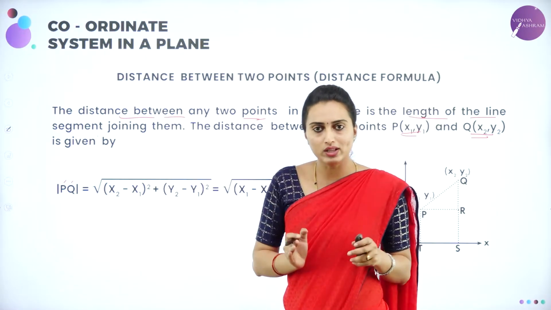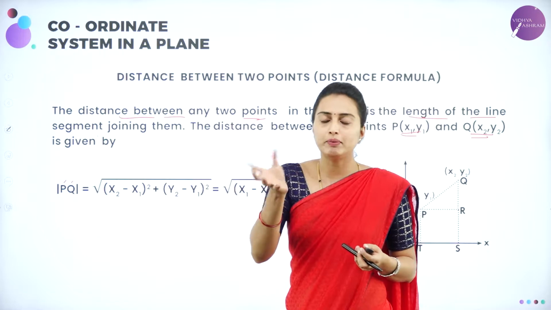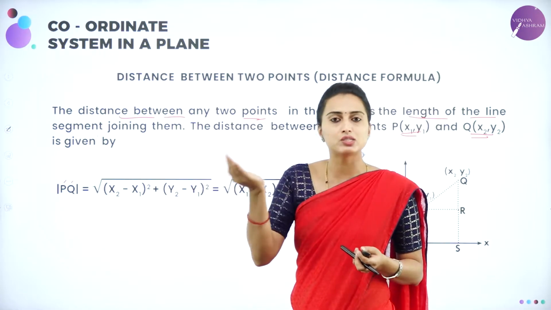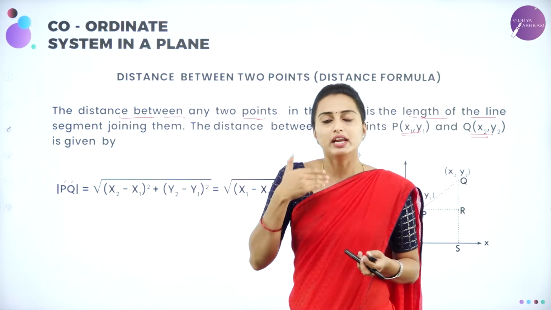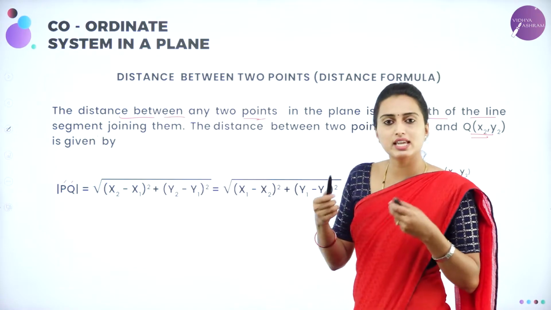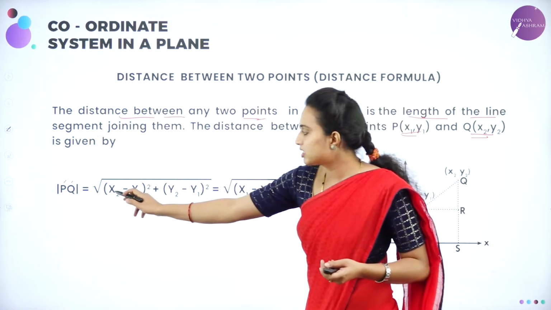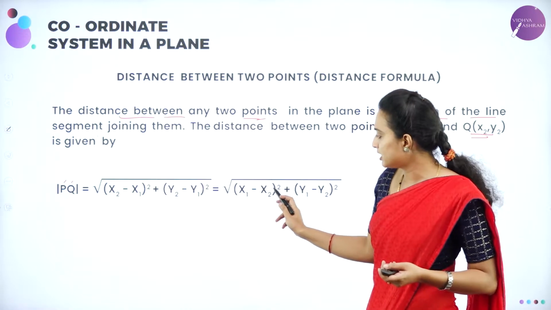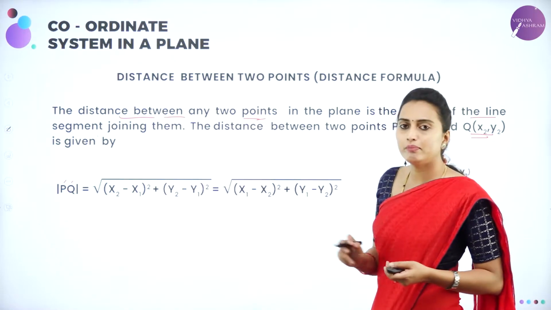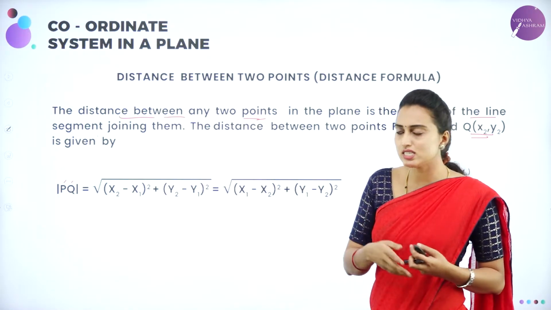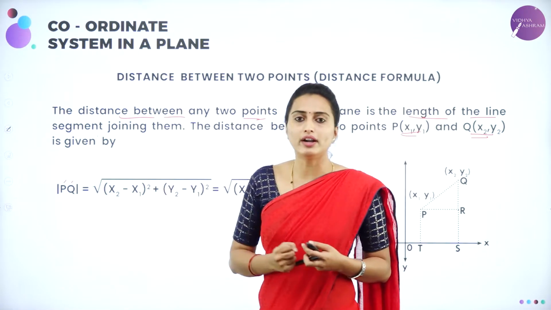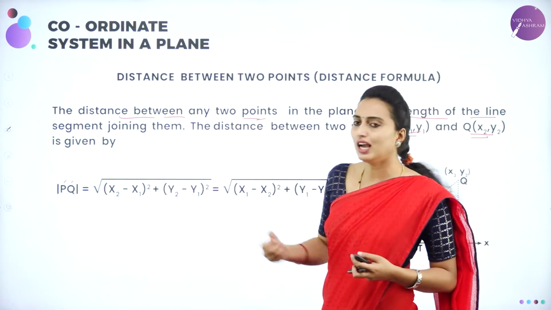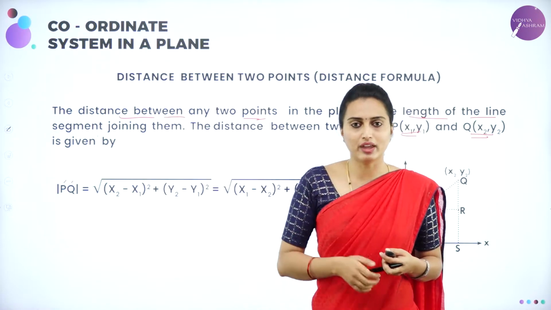Since you have whole squared, whether you interchange the positions of x1, y1 or x2, y2, it leads to the same answer. So x2 minus x1 can be changed to x1 minus x2 whole squared plus y1 minus y2 whole squared. That means the difference between the x coordinates plus the difference between the y coordinates, that you can refer.